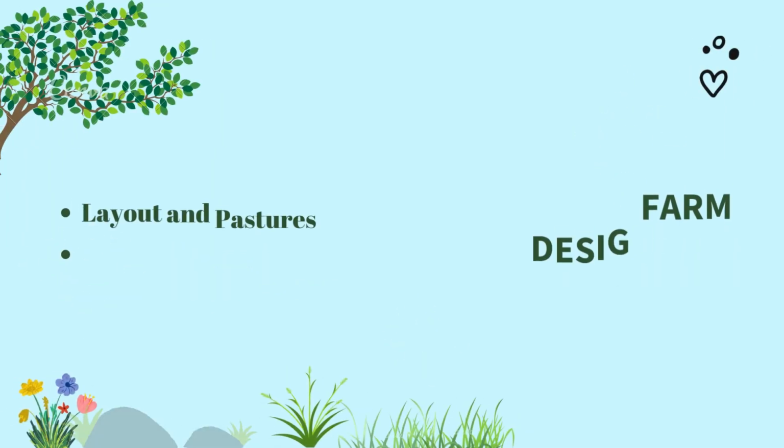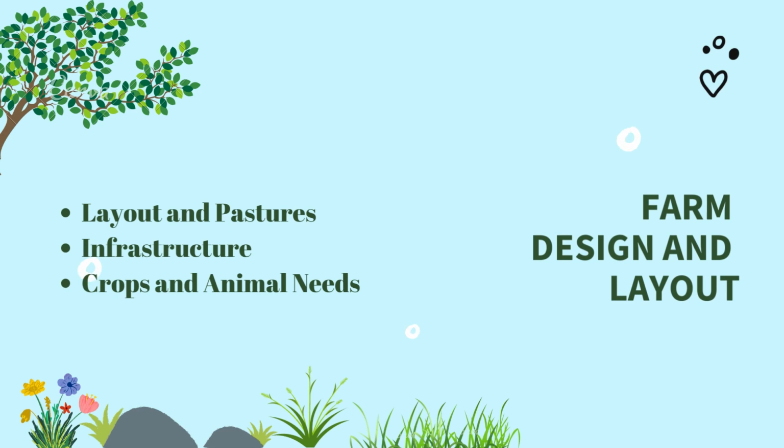Once you have a farm plan in place, the next step is to consider the design of your farm. The design of your farm will impact the efficiency of your operations and the health of your crops and animals. One important aspect of farm design is the layout of your fields and pastures. It's important to consider factors such as soil type, drainage, and sunlight when planning the layout of your farm. This will help you maximize yields and minimize erosion and runoff.